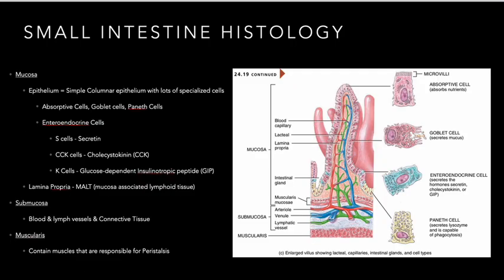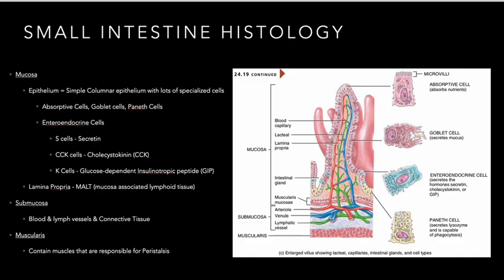So what does that look like? Again, our small intestine is going to have that mucosal layer, that epithelial layer that touches the lumen, that lines the lumen where the food actually is. It's going to be simple columnar epithelium. And again, we're going to see lots of specialized cells like we saw in the stomach. We are going to see lots of absorptive cells at the top of this villi.